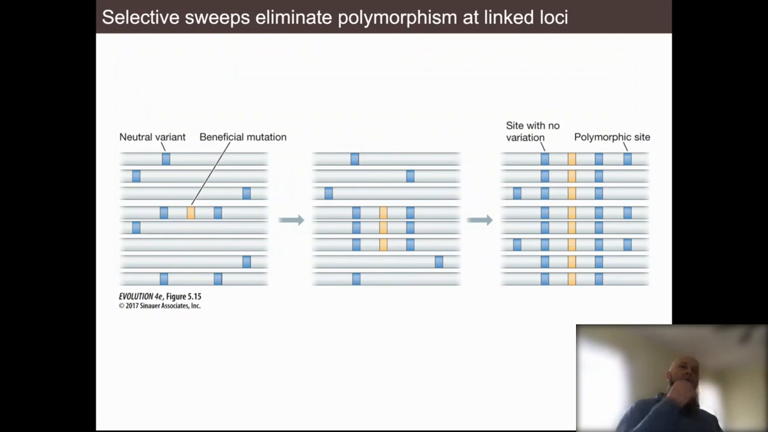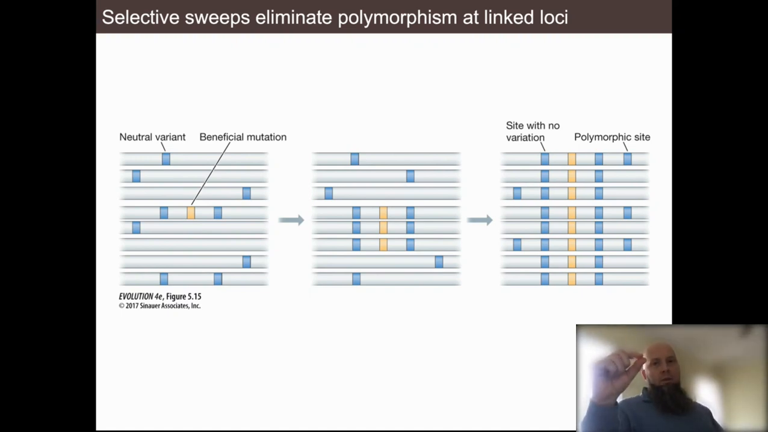So this illustrates the principle of a selective sweep. And what a selective sweep does is it brings along things that are associated with a trait that is under selection.